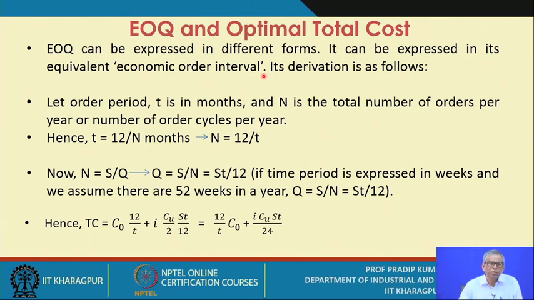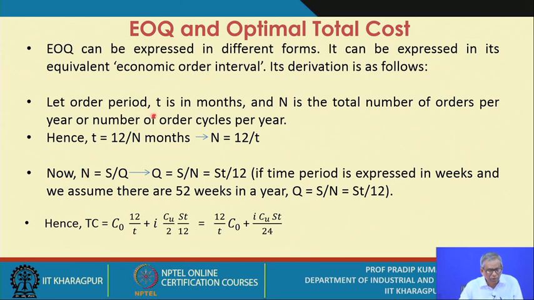Alternatively, suppose it is a problem with certainty, that means the demand is known with certainty, and the P system of inventory control needs to be followed for the same item. That is an alternative. So what do you need to determine? You need to determine the order interval, and in this case it is referred to as the economic order interval. Obviously there is a relationship between the economic order quantity and the economic order interval. So how do we derive the expression for the economic order interval?